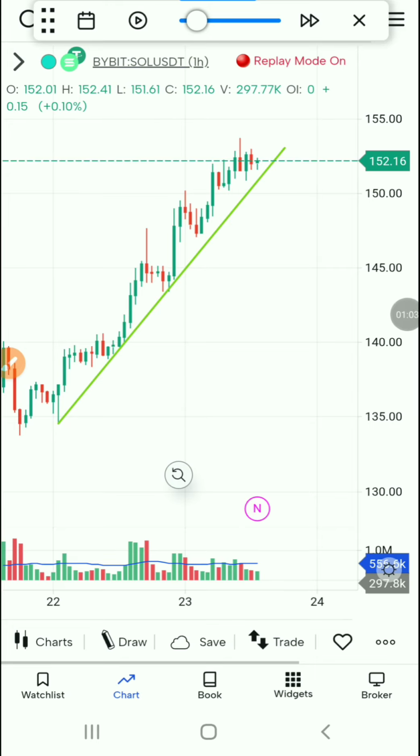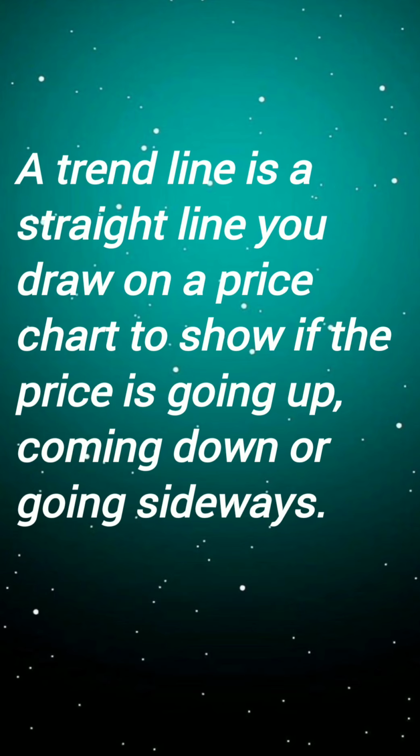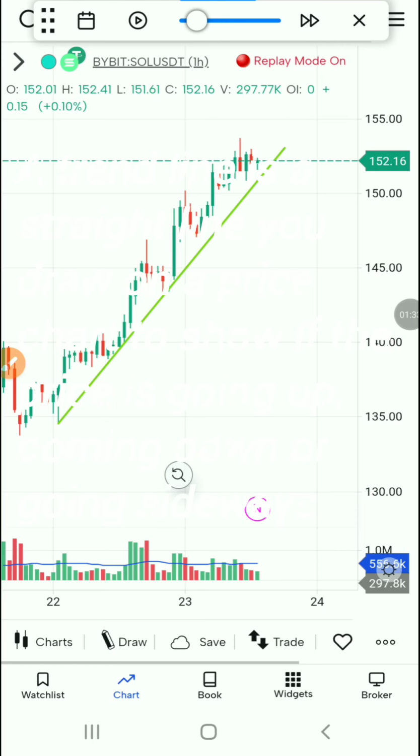Welcome back, guys. Now, first things first, what is a trend line? A trend line is simply a straight line you draw on a price chart to show if the price is going up, coming down, or going sideways. Let me repeat it. A trend line is simply a straight line that you draw on a price chart to show if the price is going up, or coming down, or going sideways. Now, this trend line helps to spot trends and predict where the price might go next.